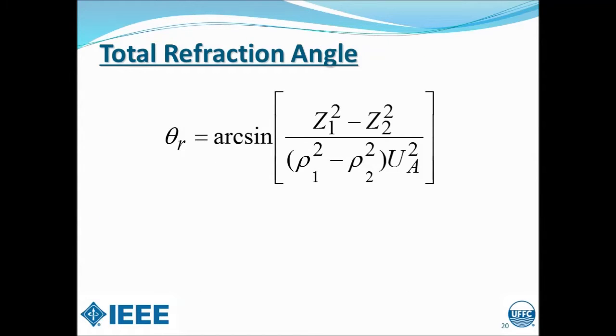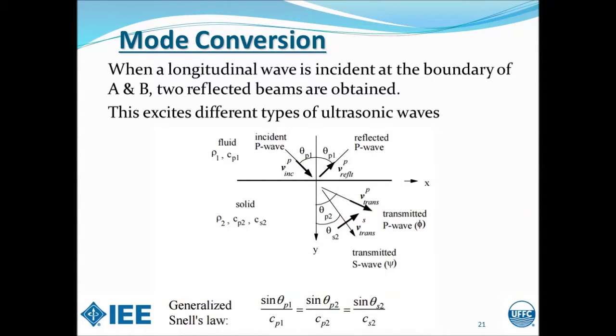The total refraction angle is a function of the two mediums' acoustic impedance and the two mediums' densities, as well as the acoustic velocity of the medium through which it's refracted. When two longitudinal waves are incident at the boundary between two materials, A and B, two reflected beams will be obtained. This excites different types of ultrasonic waves, as can be seen in the image below.